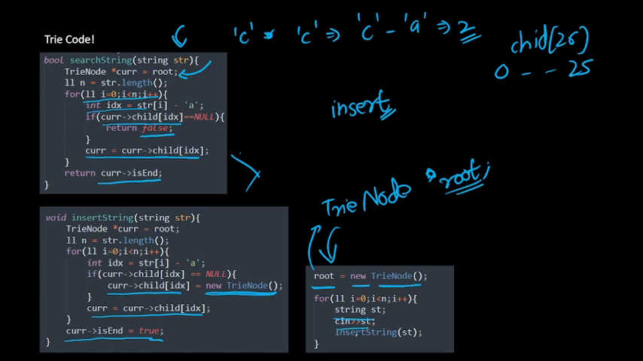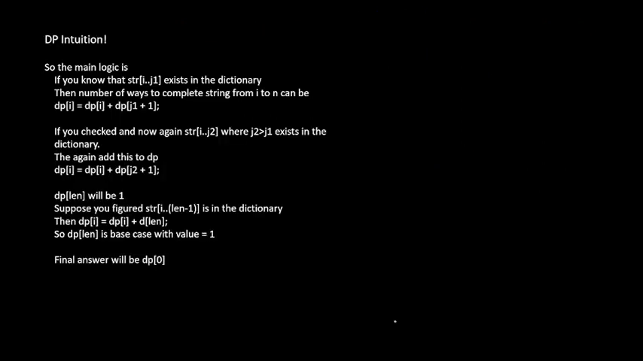And then every string you will just insert into the trie node. So I'm always taking a copy of the root. As soon as you get a string, you'll insert it into the trie node. Now let's come back to the question. Now we are very clear how to search for a string in a dictionary. So now let's talk about the main logic.